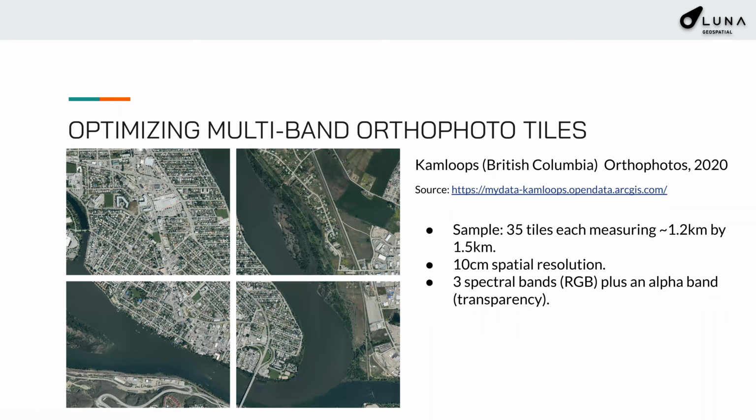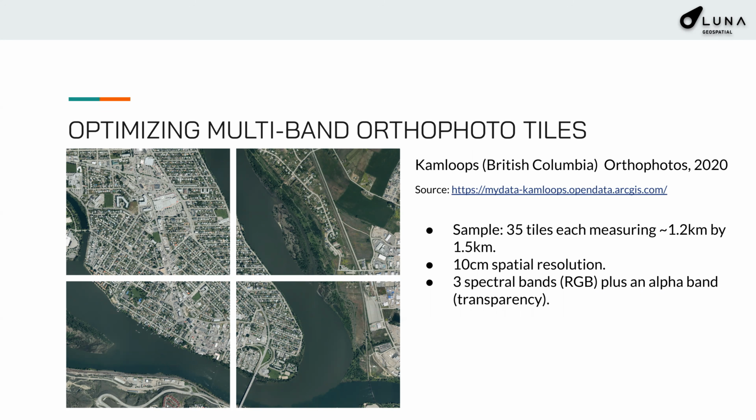Okay, so we're going to talk about optimizing multi-band orthophoto tiles. The data set that I'm using is a data set from Kamloops, British Columbia. They're orthophotos from 2020. They are available as open data using the link shown here. And don't worry if you don't have time to write this down. I will be sharing this video via YouTube later, so you will be able to access that that way. I'll put a couple of links on the YouTube video once I post it.